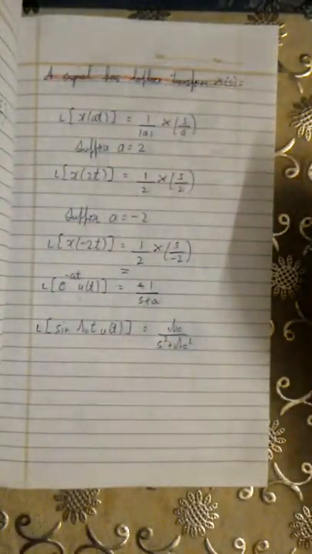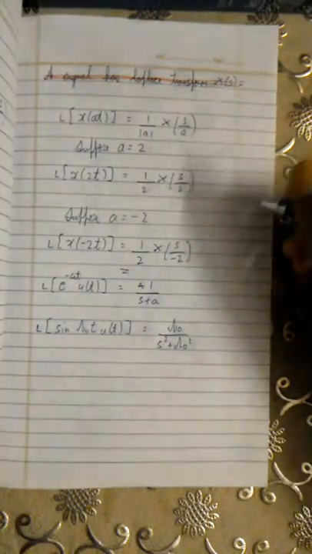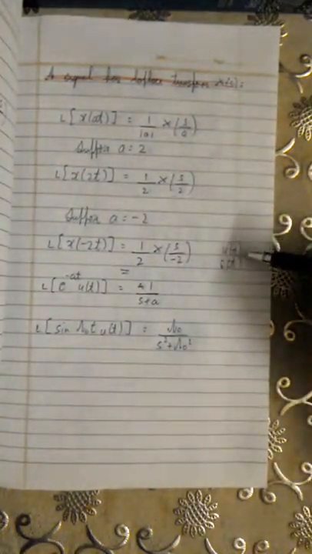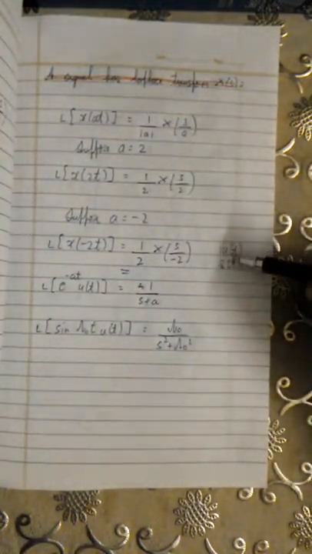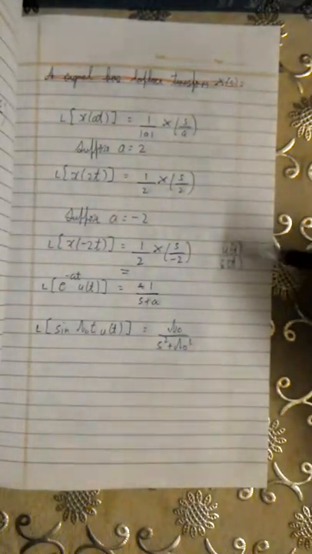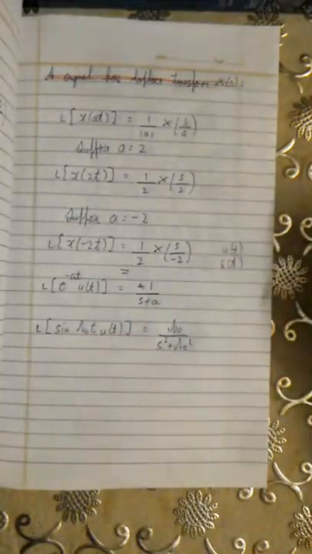Okay, so the time scaling property is usually applied for signals such as u of t and delta of t, because in these kinds of signals there is no factor a over here, no constant factor that is multiplied with t. So for these kinds of questions only, we usually apply this time scaling property directly.